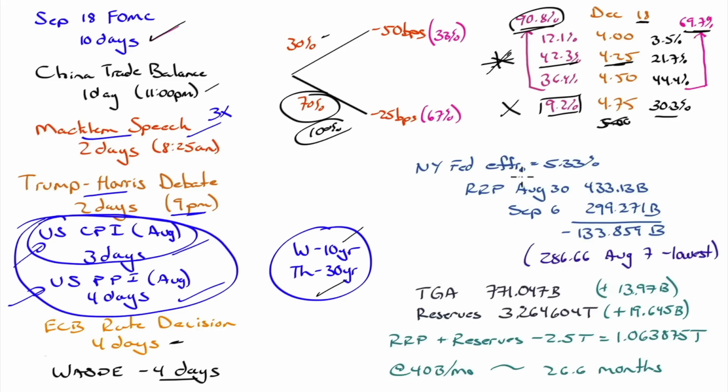New York effective federal funds rate 5.33%. Reverse repo, I told you that it would reverse, and it did. Under 300 billion, 299.271, down 133, 286.66. August 7th was the lowest, and we're sitting at 299. The TGA is going to just jiggle in around 750 billion. That is their target reserves. Up ever so slightly, 3.264 trillion. So at a runoff of 40 billion per month, 26.6 months.